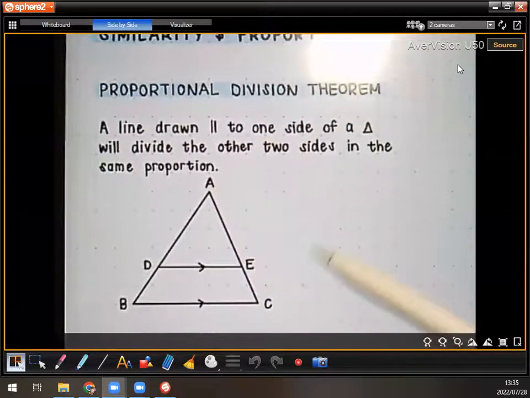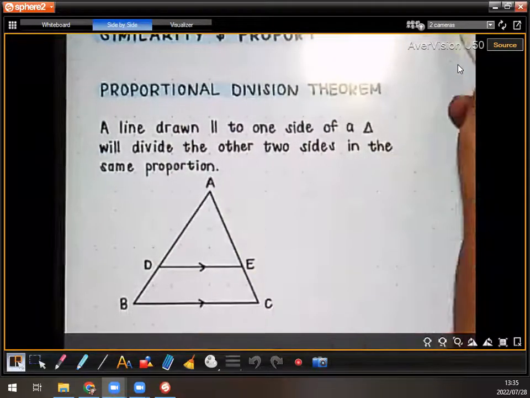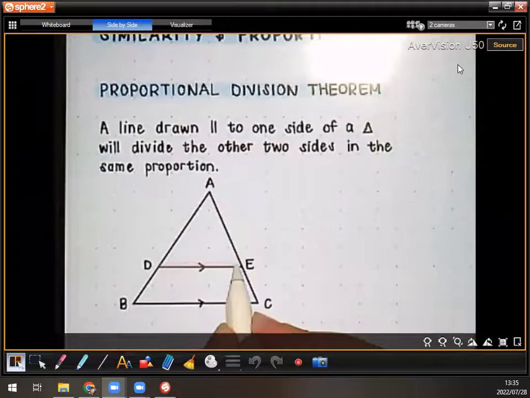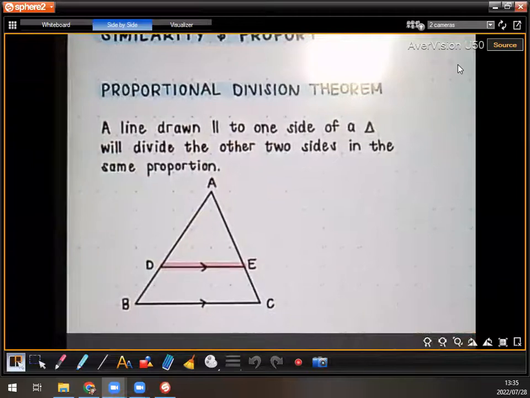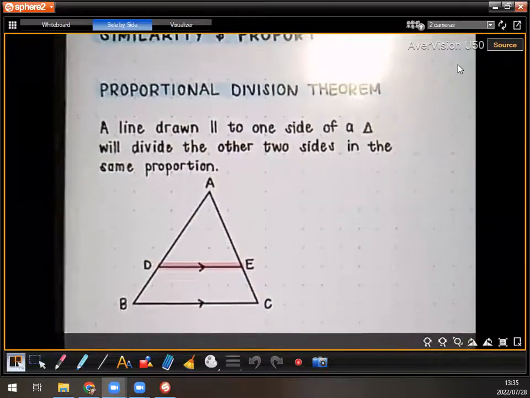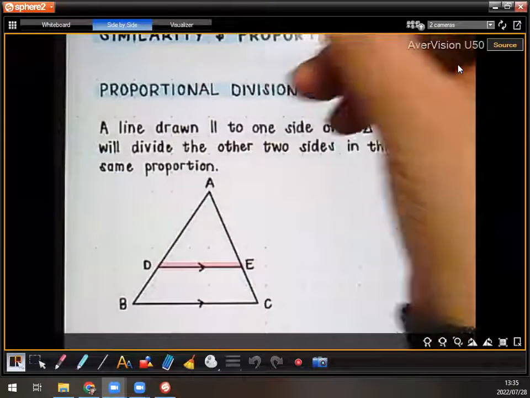I'm just going to say that again. A line drawn parallel to one side of the triangle. So this is the line, the line that they're referring to all the time. It's drawn parallel to side BC. It will divide the other two sides of the triangle in the same proportion. Sometimes they say proportionally instead of in the same. It means the same thing. Okay, so I'm just going to write down here.